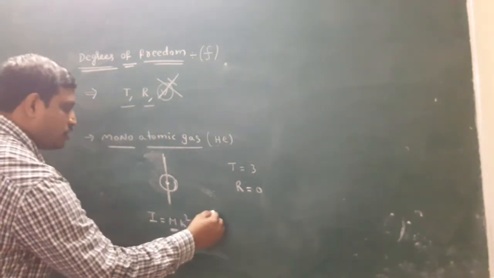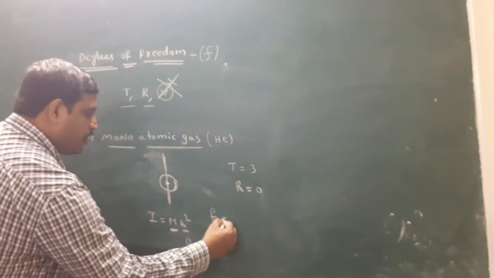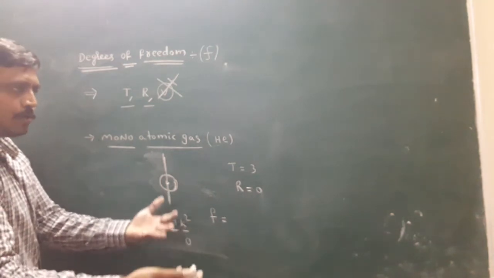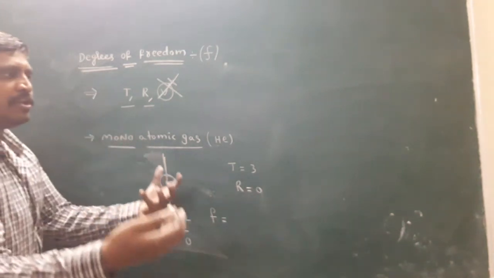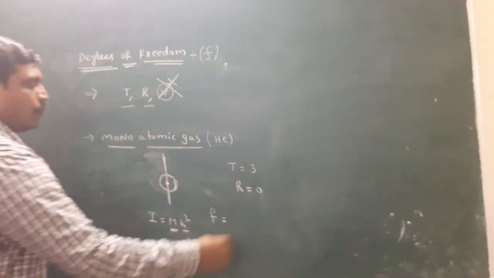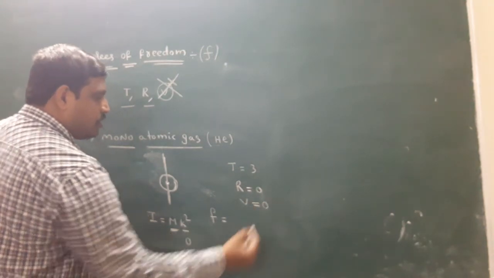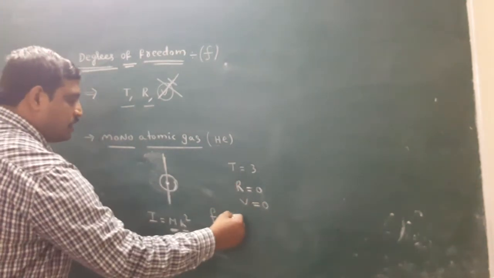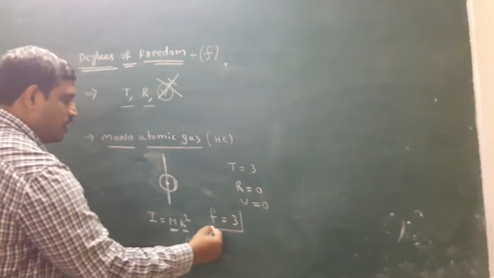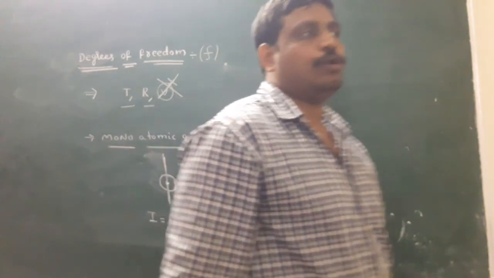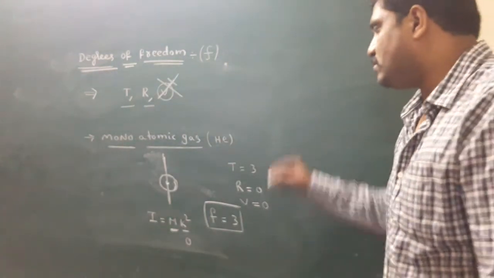Its meaning is, degrees of freedom means how many translatory motions, how many rotatory motions, how many vibratory motions. Vibratory motion is not possible at normal condition. That's why degrees of freedom is 3 for monoatomic gas. Monoatomic gas. Look here now.